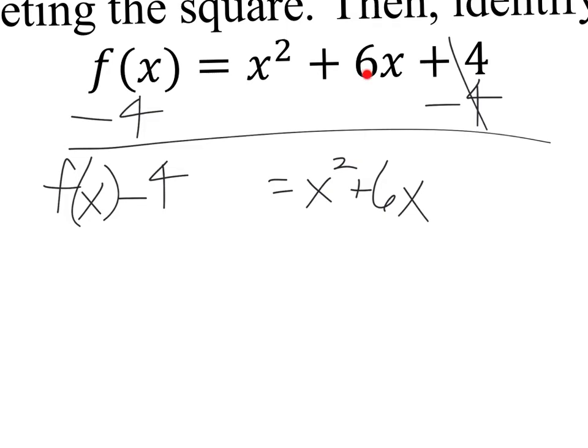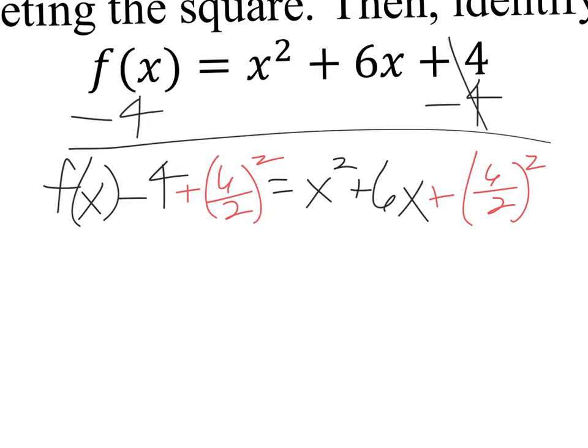So your b value here is 6. It's a positive 6. So what I'm going to do is I'm just going to write plus 6 over 2 squared, and then do that. Make sure you do that to both sides. If you don't do it to both sides, then you're going to get the rest of the parts wrong. So 6 divided by 2 is 3, and 3 squared is 9.